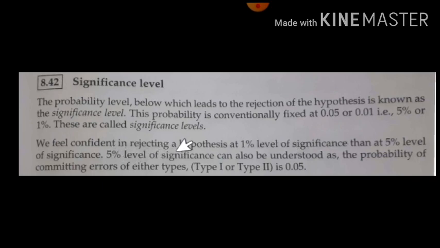So it is understood that a 5% level of significance can also be understood as the probability of committing an error of either type 1 or type 2 being 5%, which means 0.05. 5% means a value of 0.05. Okay. So here one more word I have introduced.